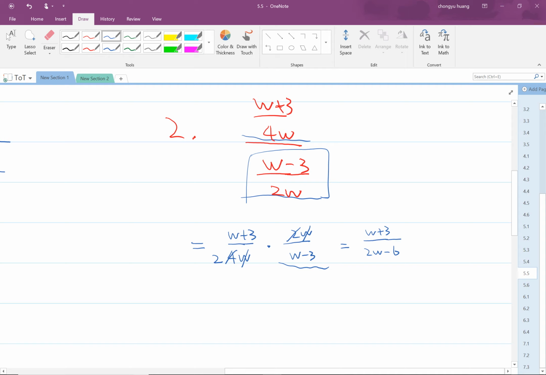So you see, we cancel some terms, and the only thing for the numerator is w plus 3, right? And on the denominator we have 2 multiplied by w minus 3, so we have 2w minus 6, right? And then we cannot cancel any more terms, because this one is already in the simplest form. Okay, so this is the final solution for question 2.